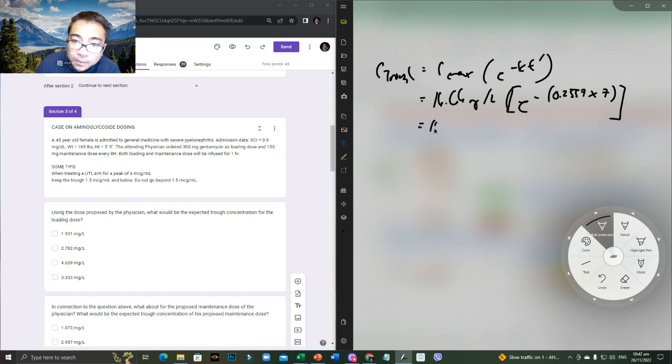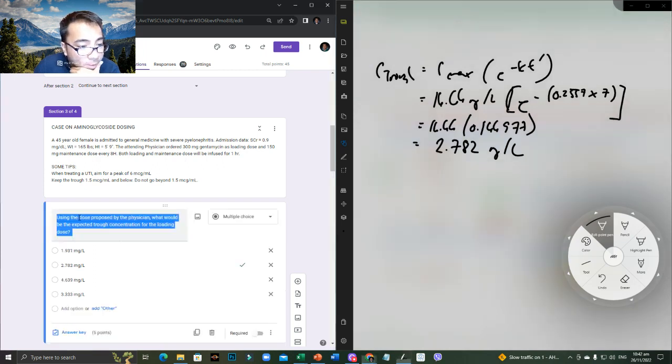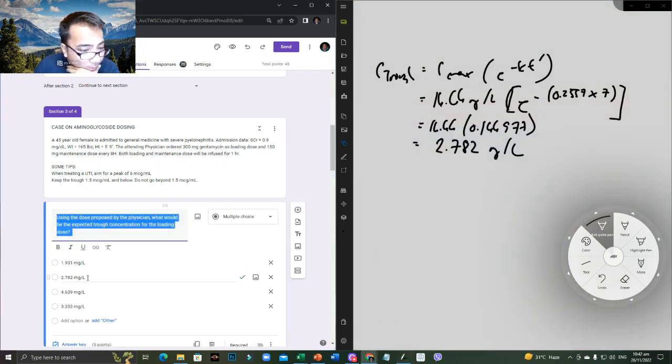Okay. So 16.66, then shift ln, negative 0.2557 times 7, which gives 0.166977, times 16.66, and we get an answer of 2.782 milligrams per liter. Okay? So therefore, class, the correct answer for the first question is 2.782 milligrams per liter. Okay?